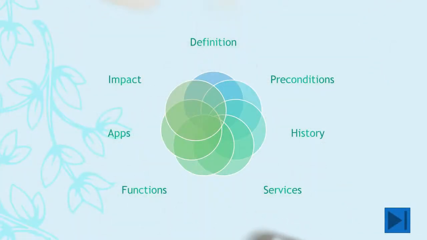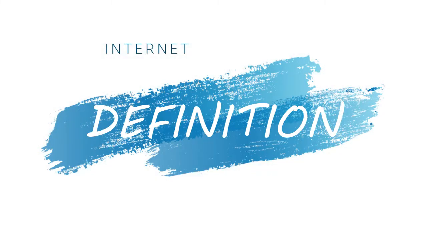In this video, I will present to you about the internet. The definition of the internet is a network for connecting many computers in the world. Internet is also called international network and interconnected network.